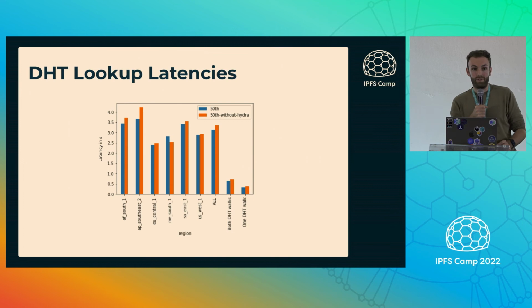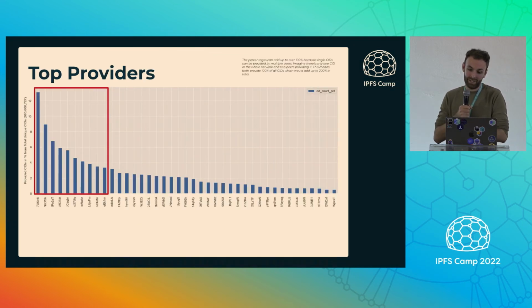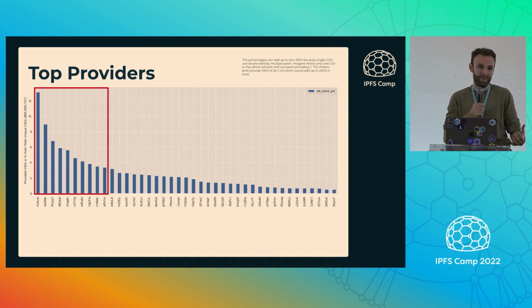This is just the number of CIDs. So let me just briefly read out what it says at the top. It says the percentages can add up to over 100% because single CIDs can be provided by multiple peers. Imagine there's only one CID in the whole network and it's provided by two peers. Both would provide 100% of all CIDs, which would add up to 200%.